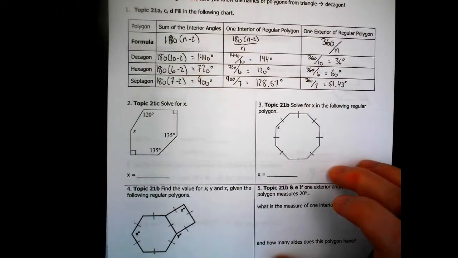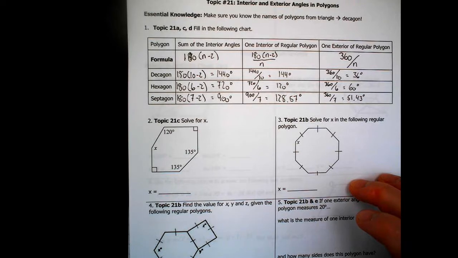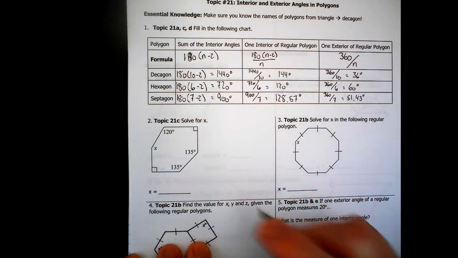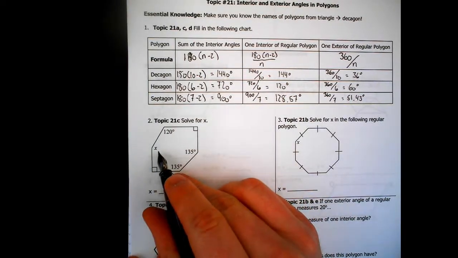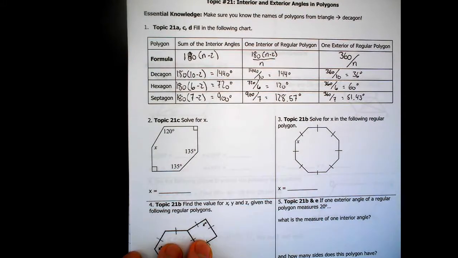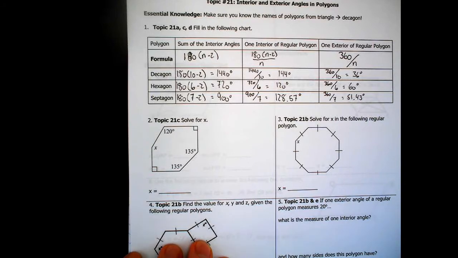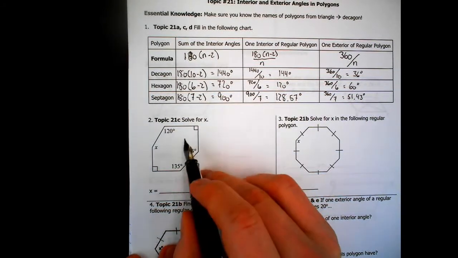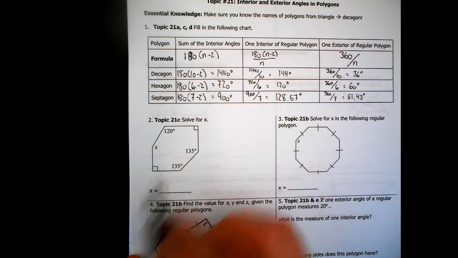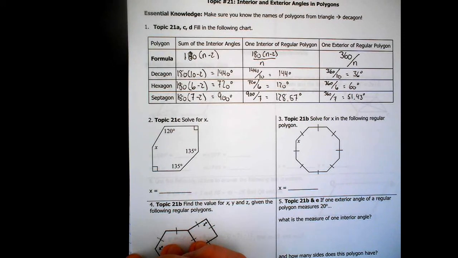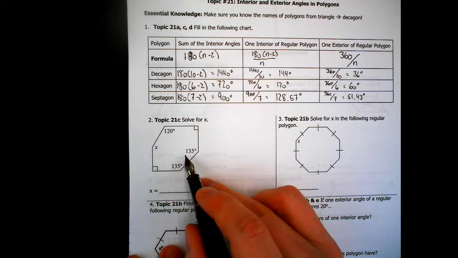Number 2. Here we have to solve for the measure of this interior angle in this polygon. Now if this were a triangle, we would just add up all the interiors and set it equal to 180. However, the total interior angles for this shape is not going to be the same. So the first thing we need to do is figure out what all of these angles add up to.